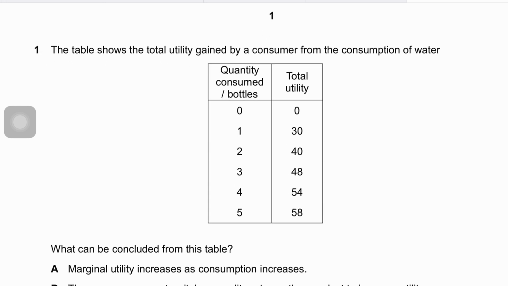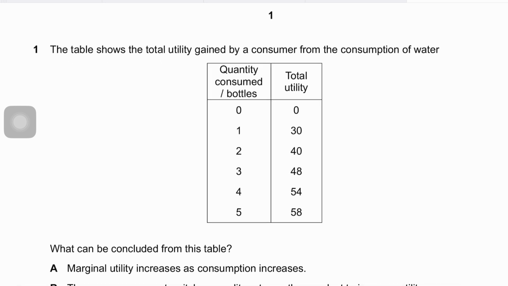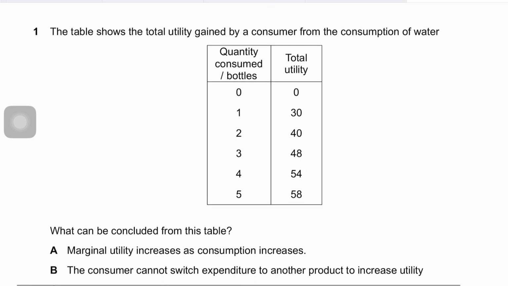Question number 1 says the table shows the total utility that is gained by a consumer from the consumption of water. Right, and we can see the total utility is going up, and the consumption of the bottles is also going up. To answer this question, it's asking what can be concluded. We need to calculate the marginal utility first for each unit that we have been consuming.